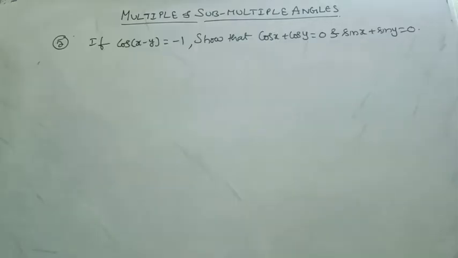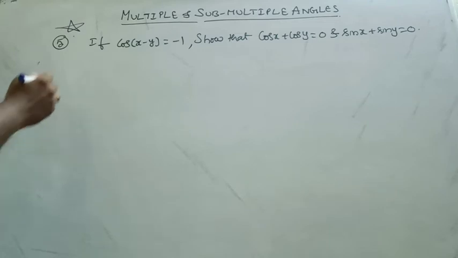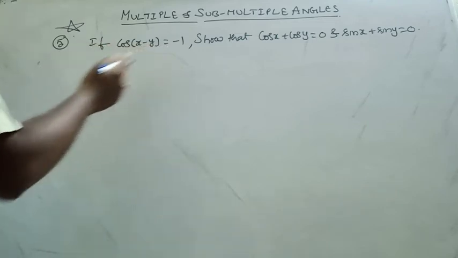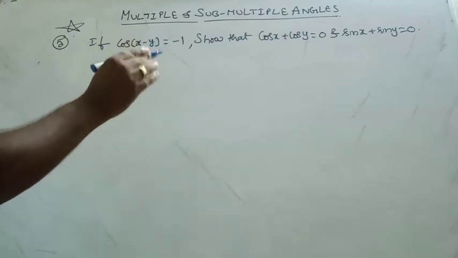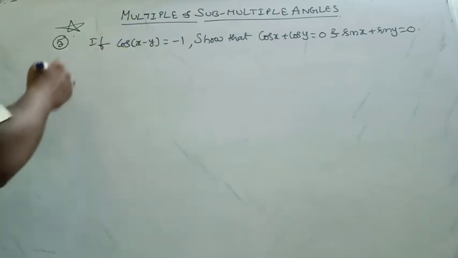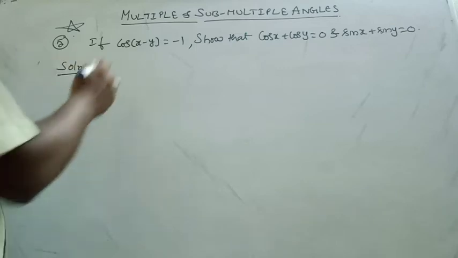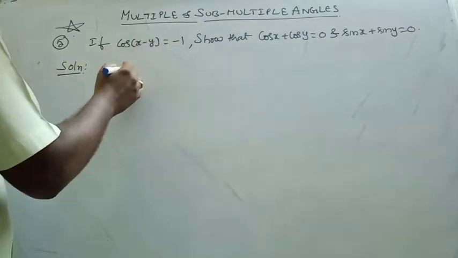See my dear students, the next problem we are having is also very, very important. If cos of x minus y is equal to minus 1, show that cos x plus cos y is equal to 0 and sin x plus sin y is equal to 0. You see my dear students how we are going to do this particular problem. They have given that cos of x minus y is equal to minus 1.